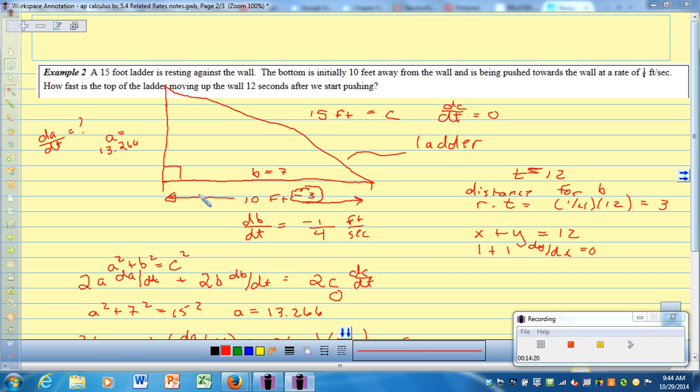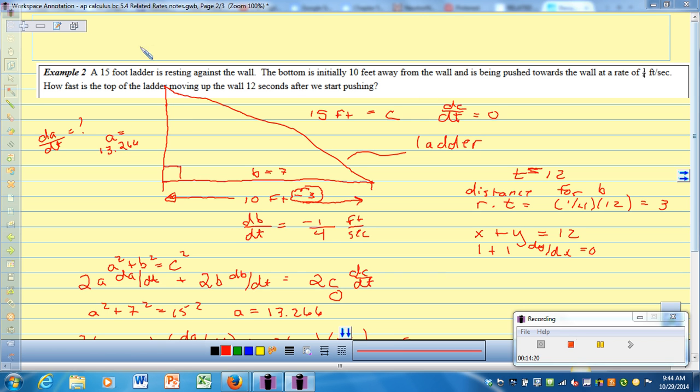Because this length, as we push this ladder in, side B is changing, right? And the top of the ladder goes up, so side A is changing. But the ladder length is not changing. Oh, so the ladder is a constant length, so its rate of change would be 0. Okay. So you always want to look for that, because it makes life easier, if there is one that you can find that will have a rate of 0. Anything else on this one?